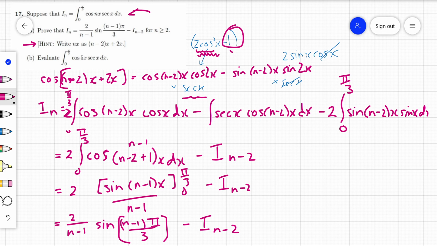Oh yeah, so there we go. They haven't put brackets around theirs, but that gives us what we're looking for. Hope that helps.